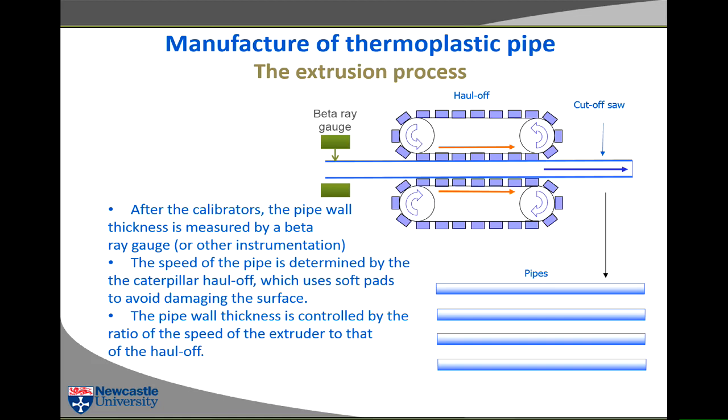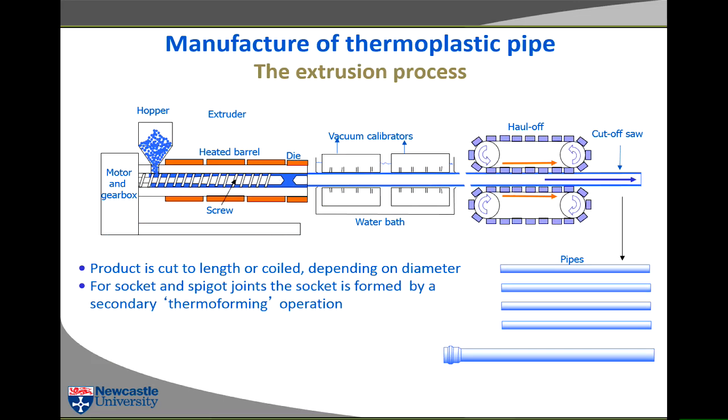But that still means that the inner diameter is less well controlled than the outer diameter. So there's the process. And then finally, for socket and spigot joints, sometimes there's an additional thermoforming operation done on the end of the pipe.